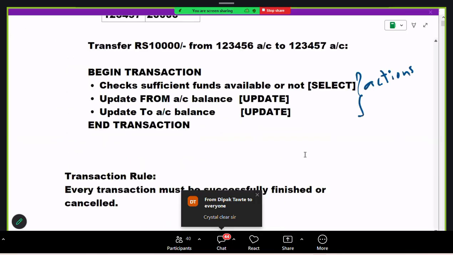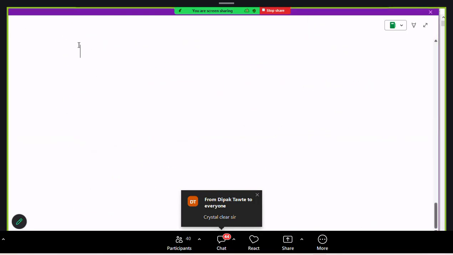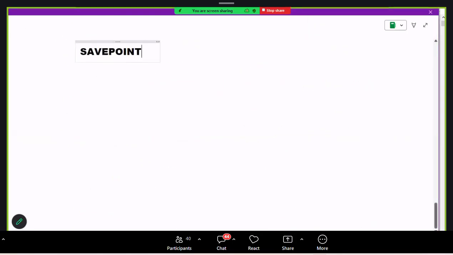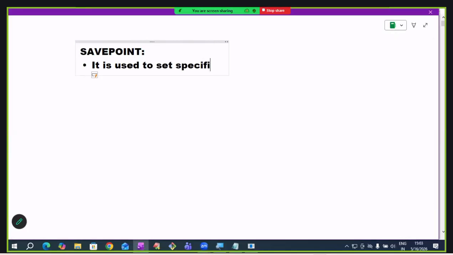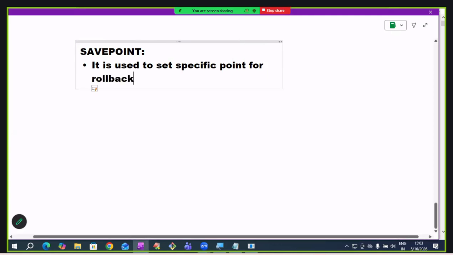Next one, savepoint. Pay attention, listen carefully. If you don't listen, you cannot understand this. It is used to set a specific point for rollback. If you want to set a specific point for rollback, use it.